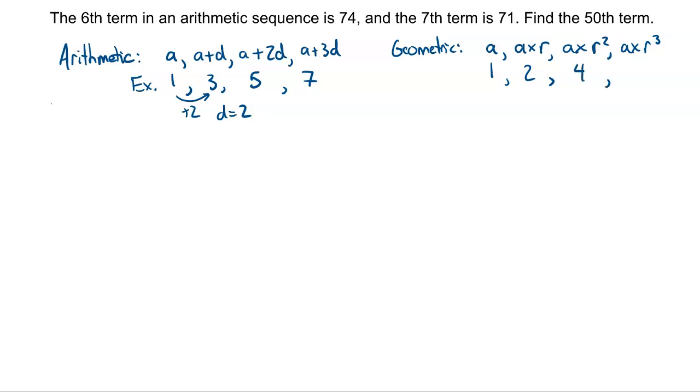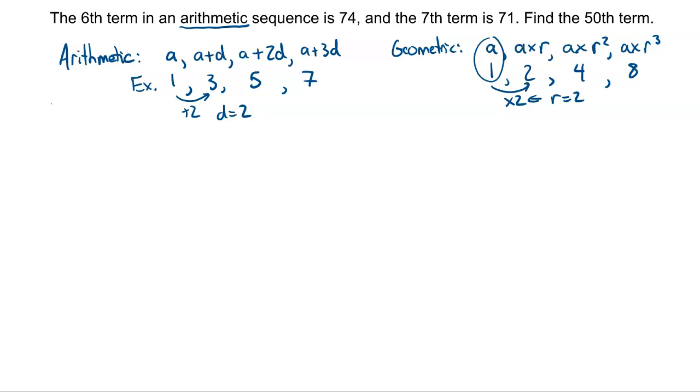So for example, I take 1, I multiply it by 2, I get 2. I multiply that by 2, I get 4. I multiply that by 2, I get 8, etc. So my r value there is 2, and my starting value is a equals 1. So this is a geometric sequence, and we're going to look at the general term now of that arithmetic sequence.